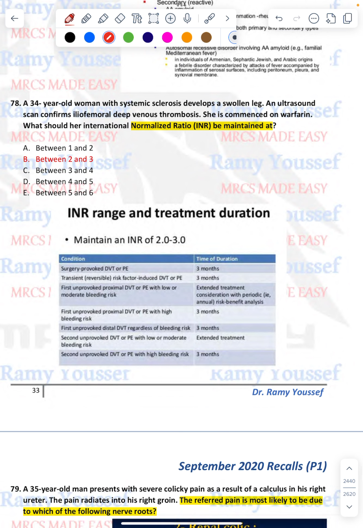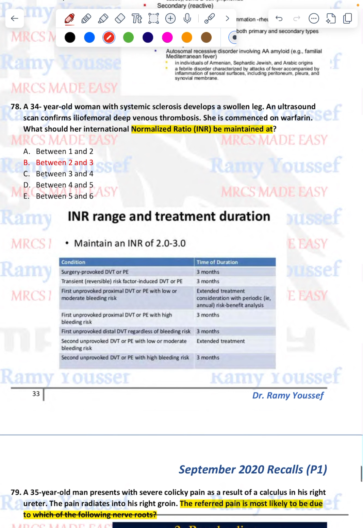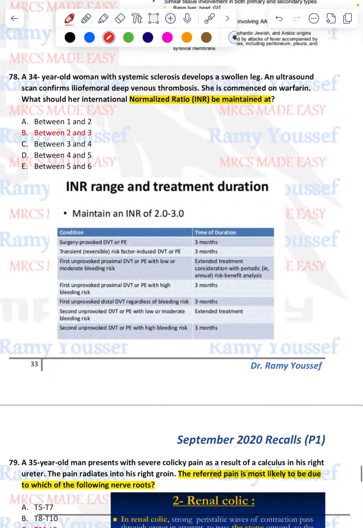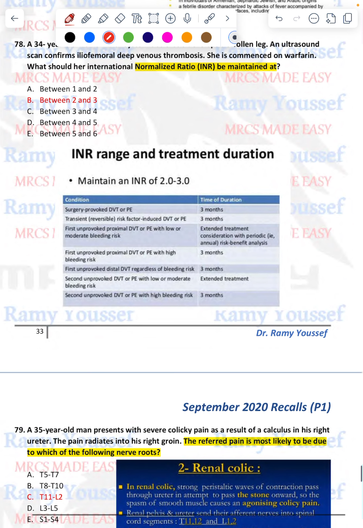A 35-year-old man presents with severe colicky pain as a result of a calculus in his right ureter. Pain radiates into the groin. Referred pain is most likely to which of the following nerve roots? So the referred pain of this is... Umbilicus is T10, and loin to groin is L1, L2. Let us see what is L1, L2.